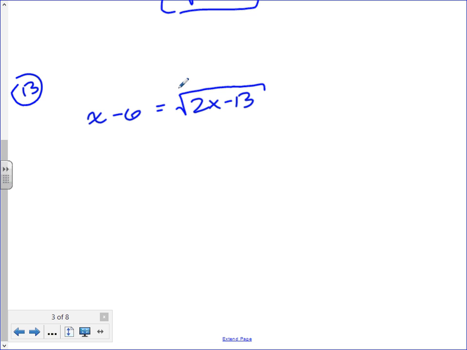There you go. I know you're thinking it's a trick question. Coach Matee's trying to trick me. But isolate the radical. The radical's already isolated, so let's go ahead, square both sides.